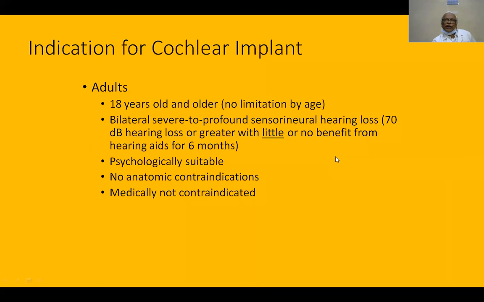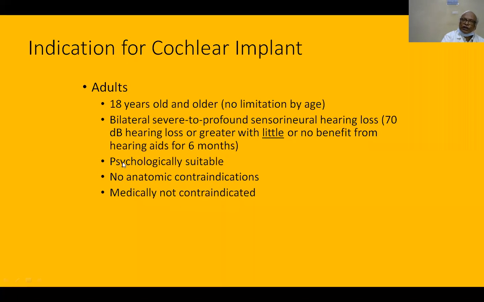Now, what are the indications? Who are the candidates for cochlear implant surgery? As far as adults are concerned, any adult older than 18 years, there is no limitation of age as such. Bilateral, severe to profound sensorineural hearing loss of more than 70 decibels or greater, with little or no benefit from a hearing aid.